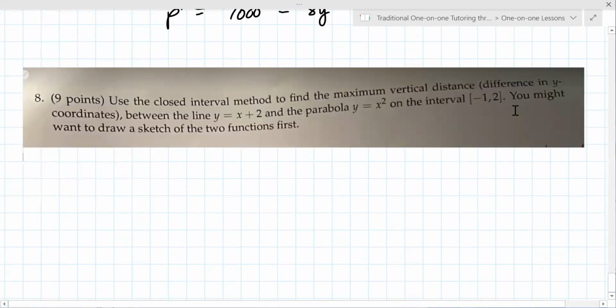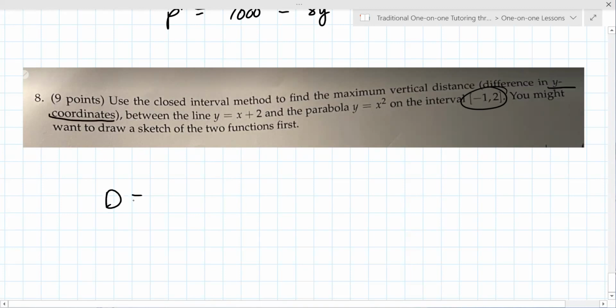All right, so the vertical distance between the graph x plus 2 and the parabola y equals x squared on the interval minus 1 to 2. Okay, so let's see here. The vertical distance is the difference in the y values. So the difference, okay, this maybe is more complicated than it seems.